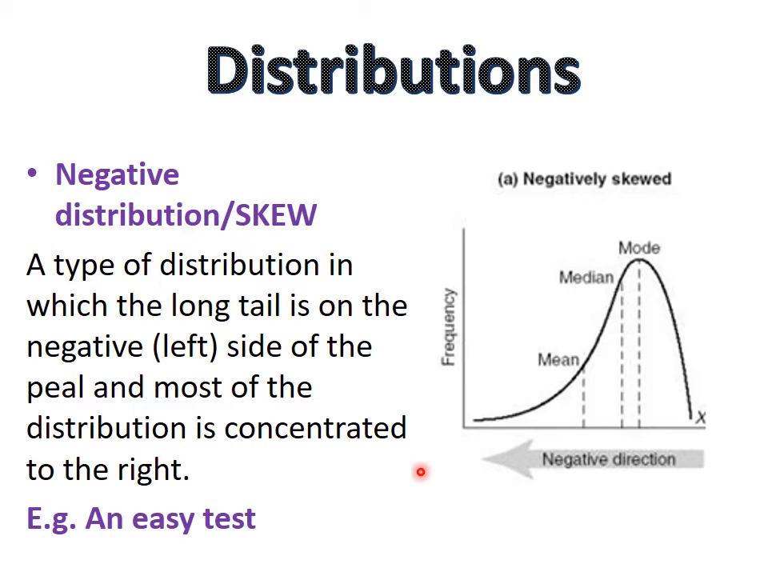And again, using a test example, if I set you a test which was easy, most people would get a high score, and your mode and your median would be at the high end. But some people, maybe they weren't paying attention, maybe they didn't click the right buttons, maybe they just had a bad day, got a really, really low score, and that will drag the mean out much, much lower than the mode, and this creates the long tail down on the left. So an easy test might create a negatively skewed distribution.